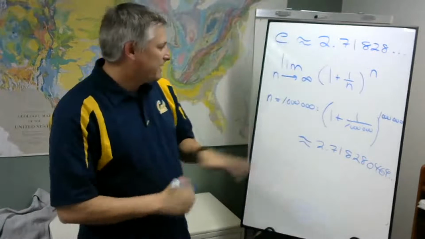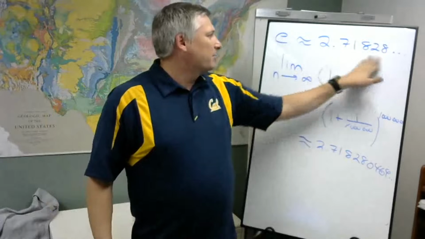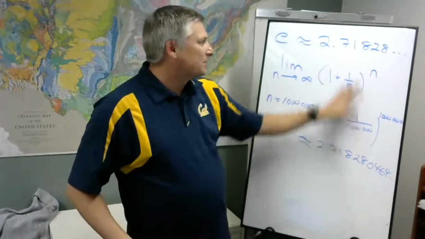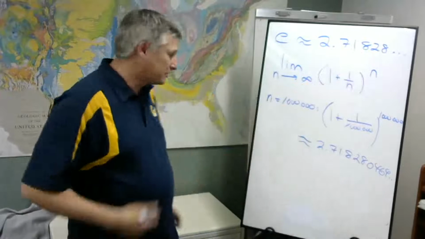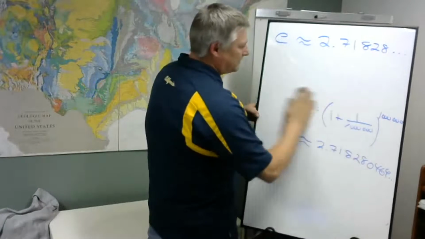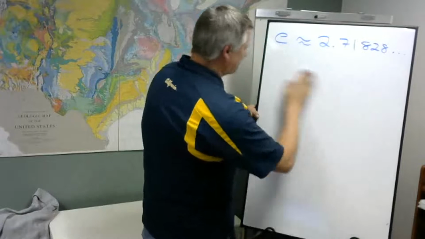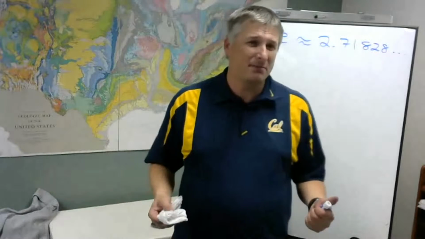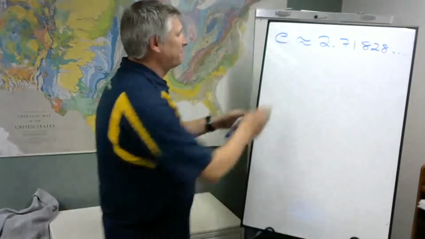And at this point, when n is 1,000,000, we got our approximation for e. But this approximation gets better as n gets larger. So that's the idea of this limit. And the idea of using e as some special number, well, it comes up in mathematics, and let me show you how.